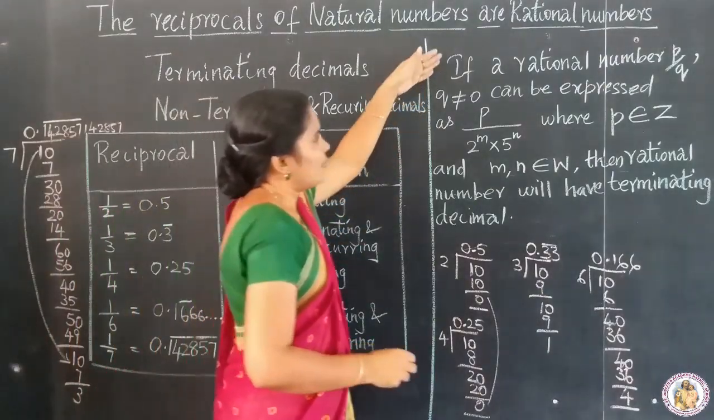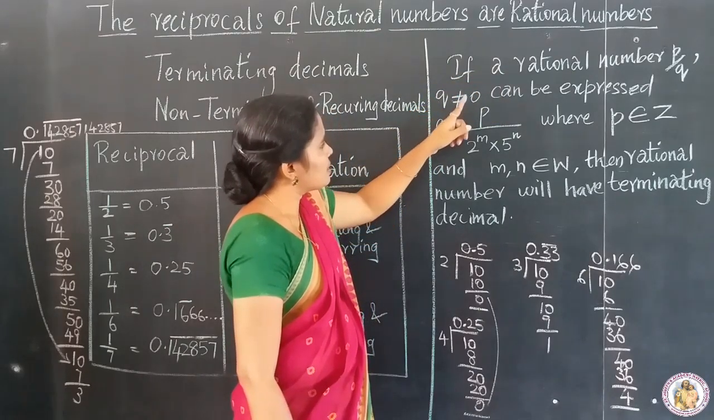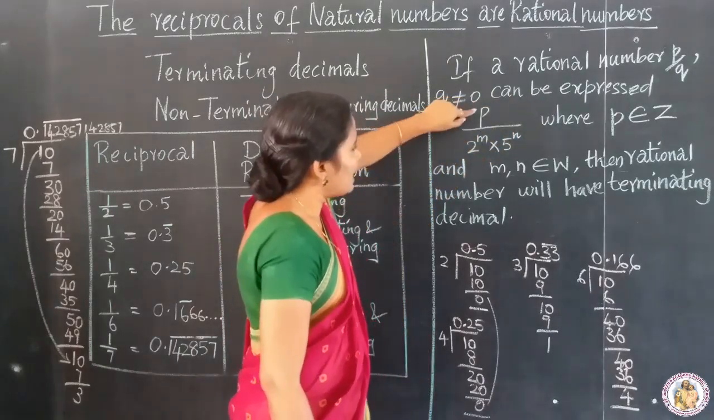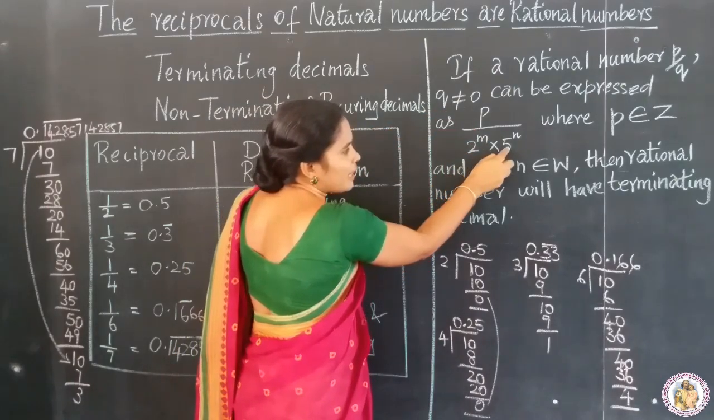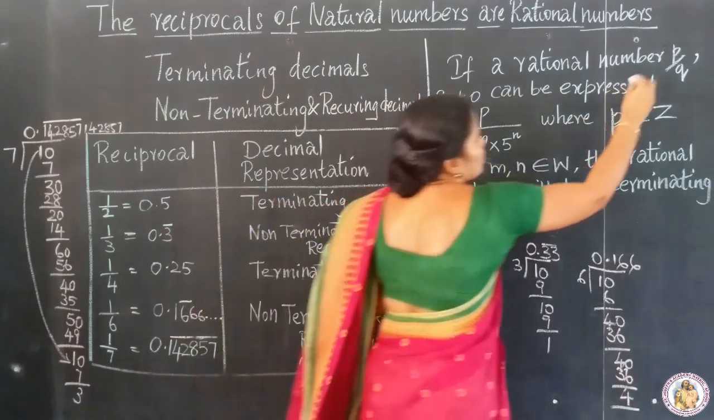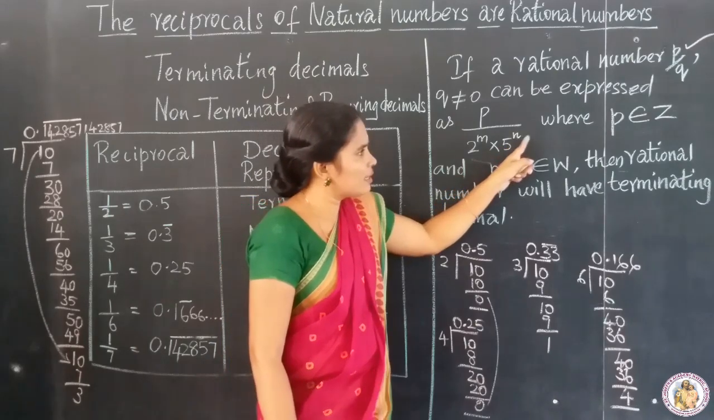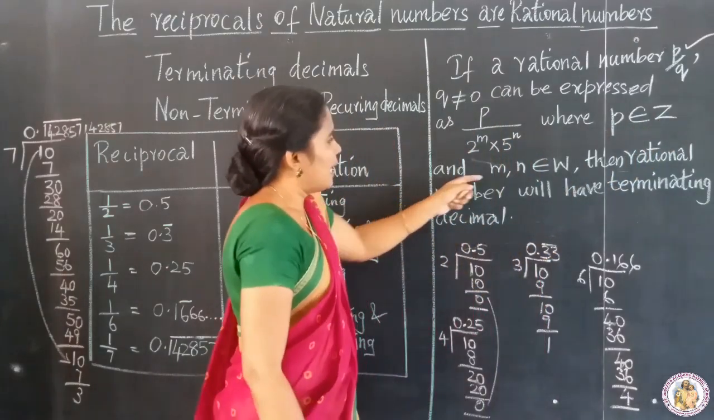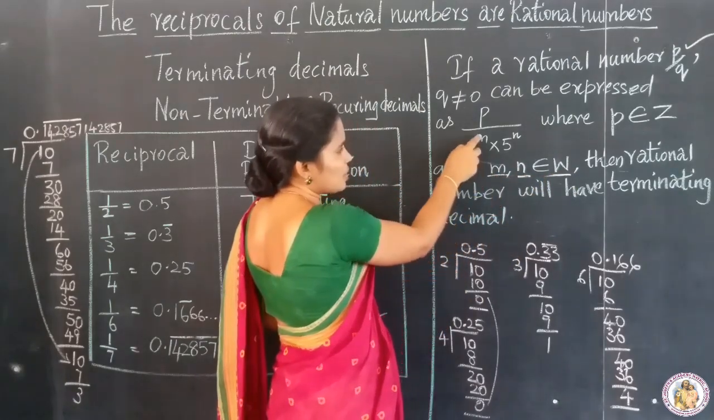And again here we have, if a rational number p divided by q, where q is not equal to 0, can be expressed as p divided by, split the powers, 2 to the power of m into 5 to the power of n. So you have to take the rational number as p divided by 2 to the power of m into 5 to the power of n, where p belongs to the integers, that is Z, and m, n belong to W. m and n must belong to W, that is whole numbers 0, 1, 2, 3, 4, 5.